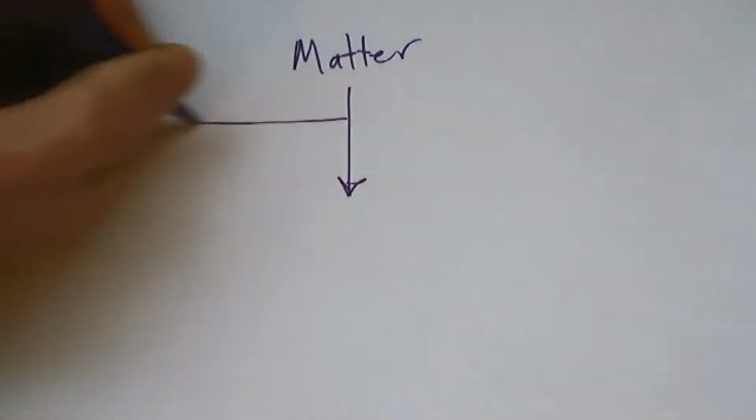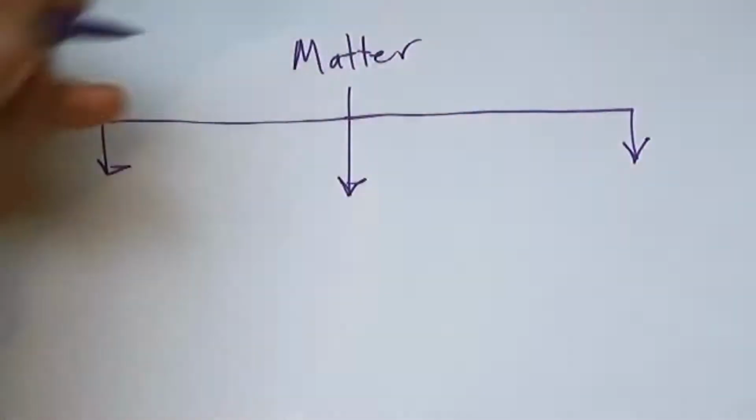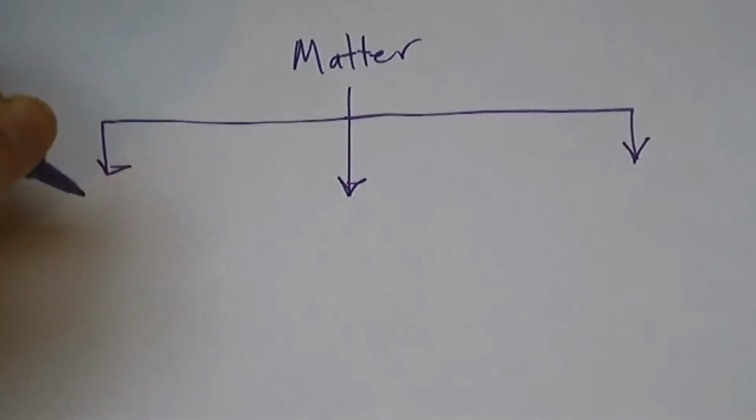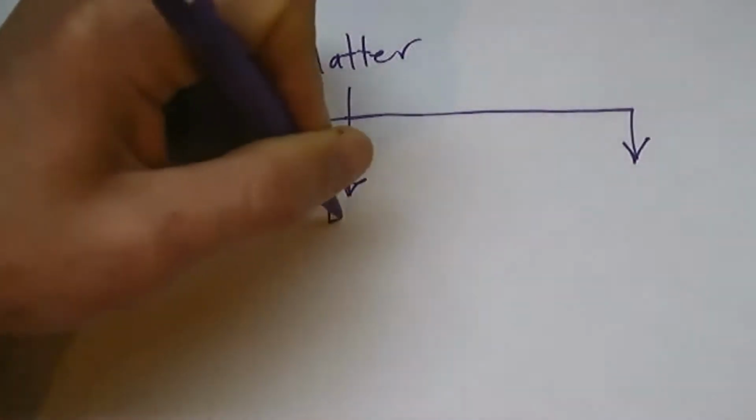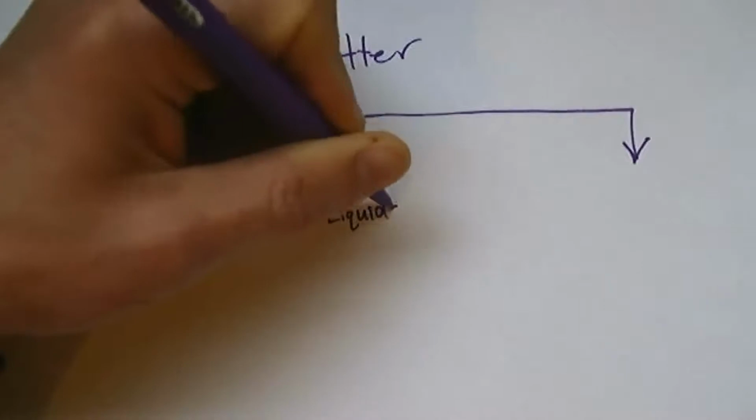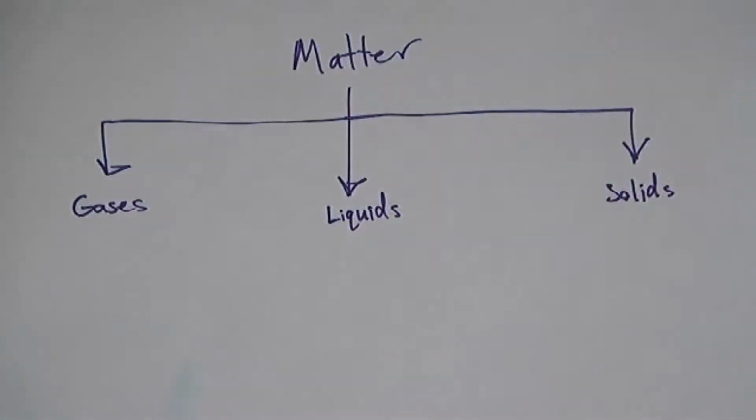I'd like you to go ahead and write down matter. And we can divide matter into three groups. Obviously, there are solids. Actually, I'll do it this way. I'll do gases, I'll do liquids, I'll do solids. You could do it in any form you want here. It really doesn't matter.